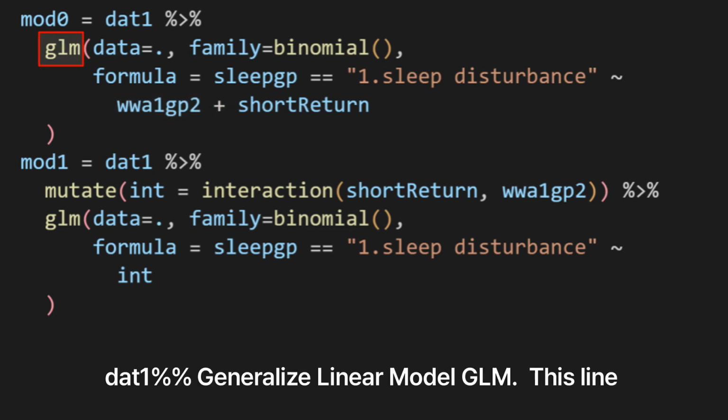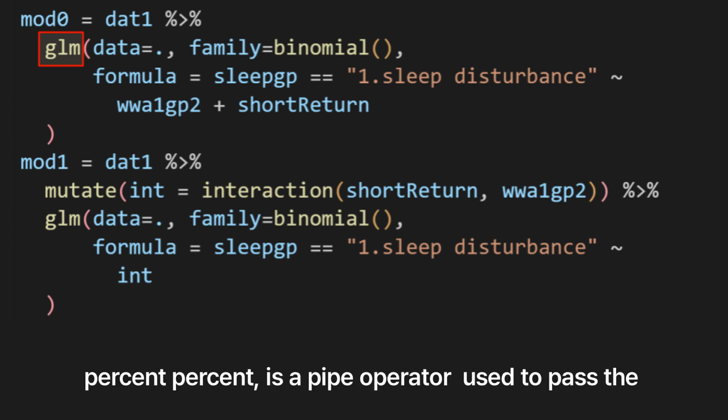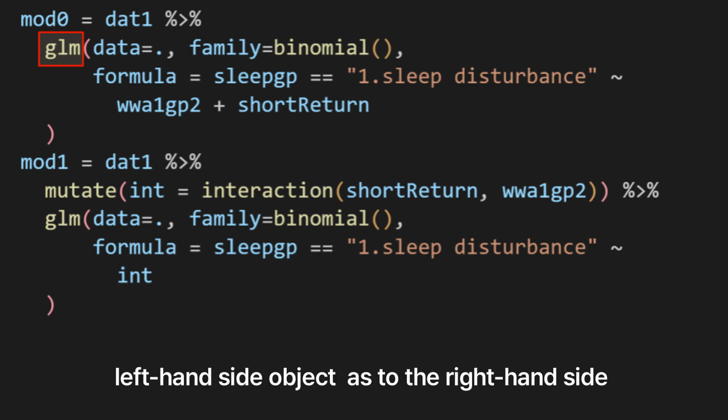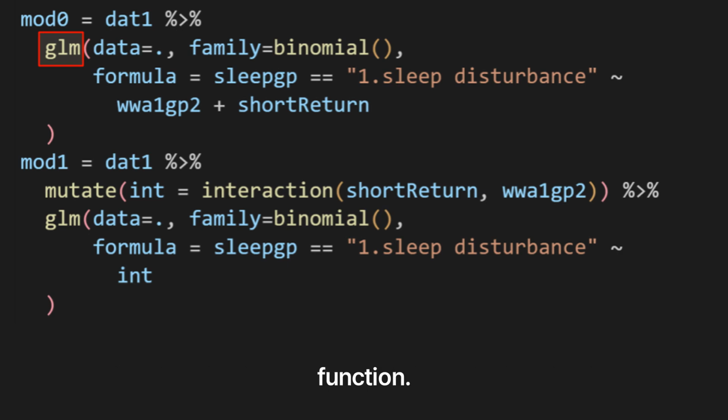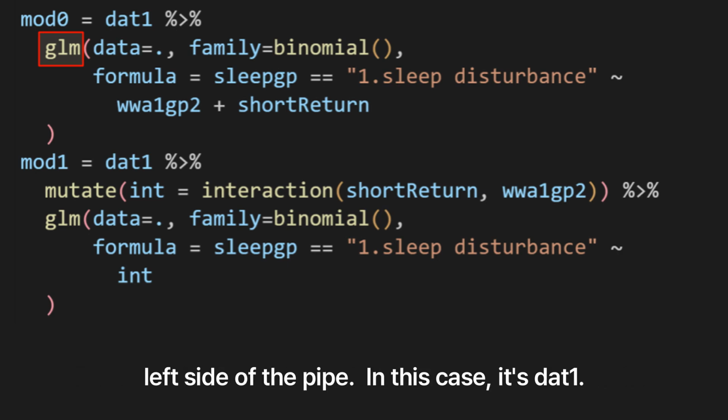dat1 %>% generalized linear model, glm. This line indicates the generalized linear model, GLM. The %>% is a pipe operator used to pass the left-hand side object as input to the right-hand side function. data = . refers to the dataset passed from the left side of the pipe. In this case, it's dat1.